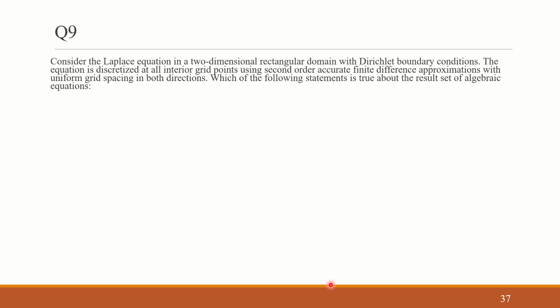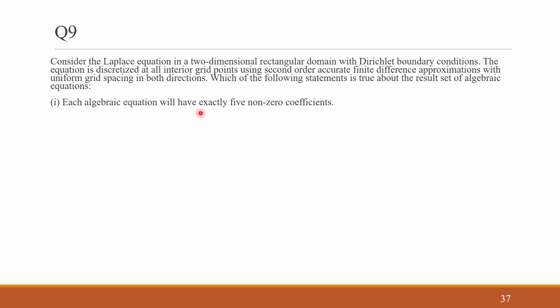Question 9. Consider the Laplace equation in a two-dimensional rectangular domain with Dirichlet boundary condition. The equation is discretized at all interior points using second order accurate finite difference approximations with uniform grid spacing in both directions. Which of the following statements is true about the resulting set of algebraic equations? So we have the Laplace equation in a two-dimensional rectangular domain with Dirichlet boundary conditions, discretized at all interior grid points using second order accurate finite difference schemes, with uniform grid spacing in both x and y directions.